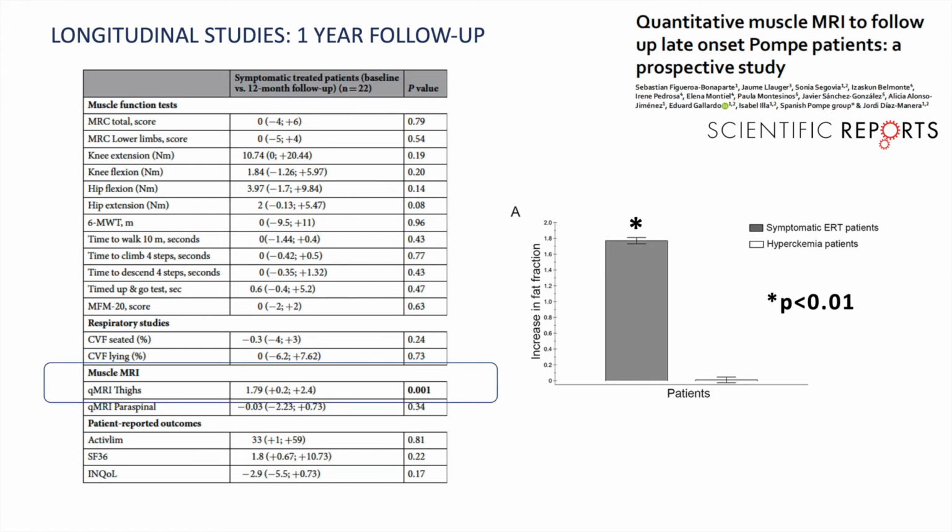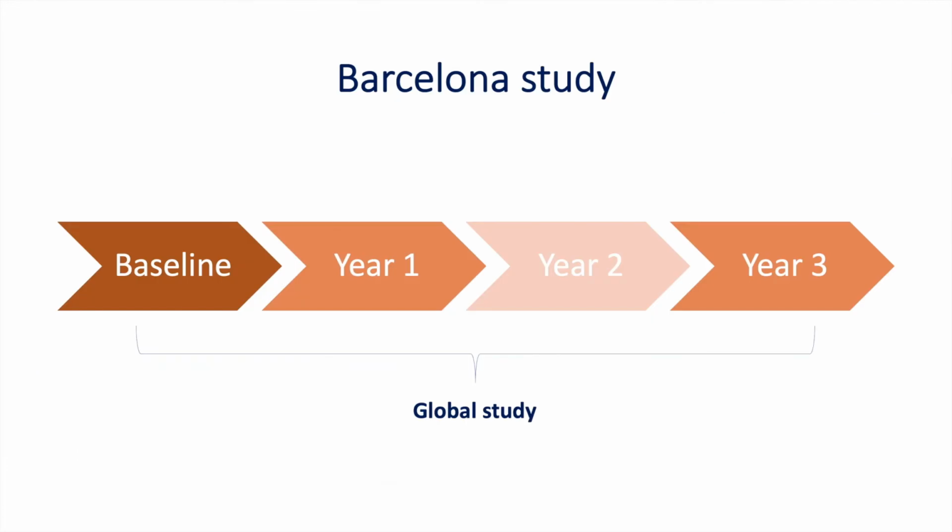But we did observe a significant increase in the amount of fat in the muscles of the thighs that was statistically significant, and this increase was plus 1.7% in our cohort of patients, as you can see here. So muscle MRI was able to identify changes in muscles before these changes had an impact on muscle function.